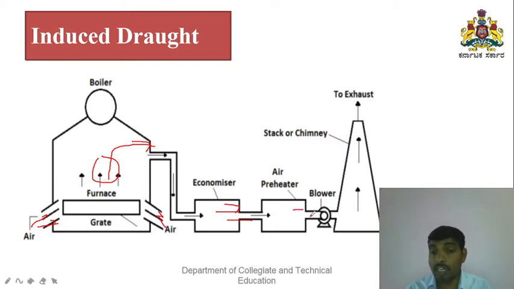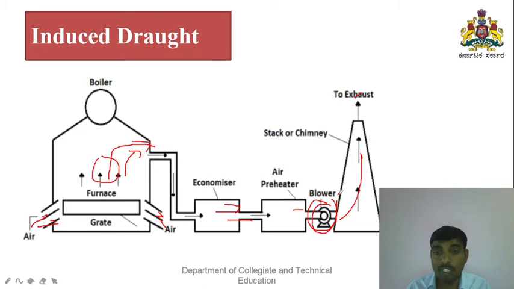Here we have placed a blower. This blower will suck the air from the boiler, it will induce the air from the boiler and supply it to the chimney, to the exhaust. So this is the stack or chimney, where the blower sucks the air from the boiler and the air flows to exhaust. So this is how induced draught works.